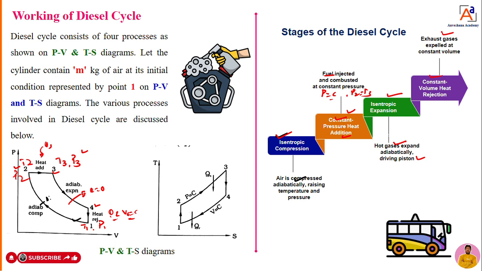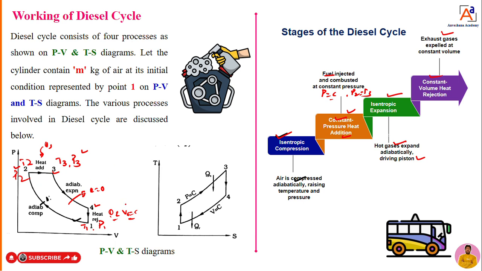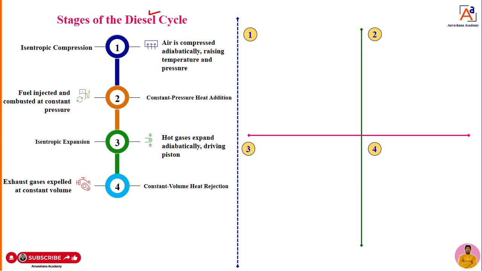Fine. Now I will move to the next step. Now in detail we will study how the diesel cycle works. Actually, I explained with the help of the PV diagram, and now I will try to explain step by step, process 1 to 2, 2 to 3, 3 to 4, 4 to 1, with the help of a schematic diagram of the piston and cylinder arrangement.